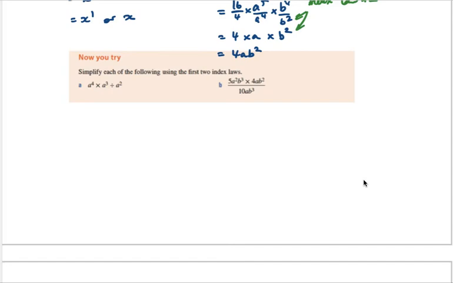So first step, very similar. We've got a to the 7 divided by a squared. So use the first index rule. Then we have a to the 5. Okay, so hopefully you got that one.